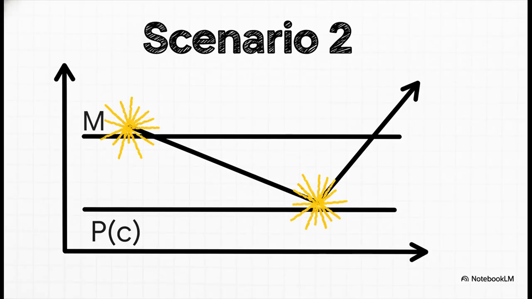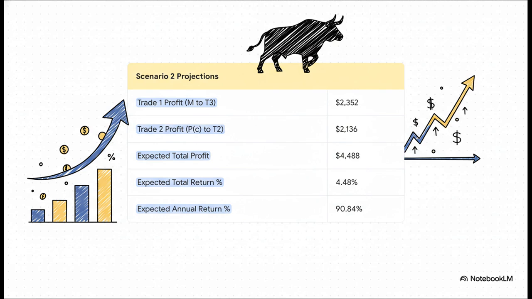But what about the second possibility? Well, scenario 2 covers a situation where both of those entry levels get triggered. So a position is open at M, and then another one is open at PC. In this scenario, here's how the projections look. That first trade from M to T3 still yields the same $2,352. But the second trade, from PC to T2, adds another $2,136 in profit. This brings the expected total profit to $4,488. That's an expected total return of 4.48% and an expected annual return of 90.84%.